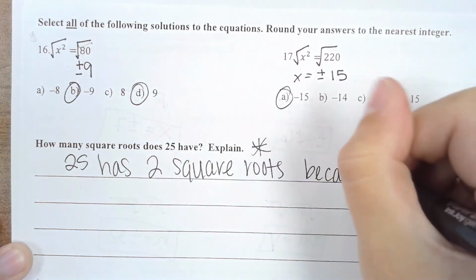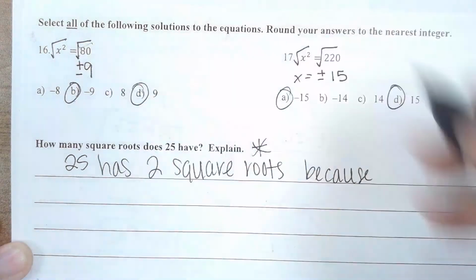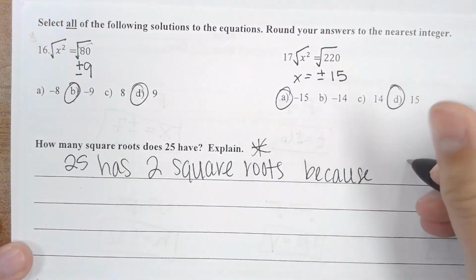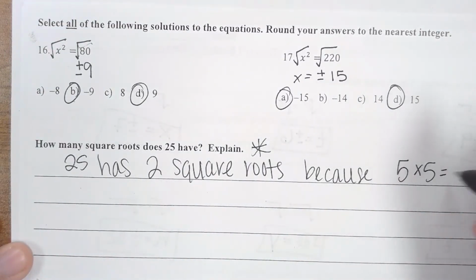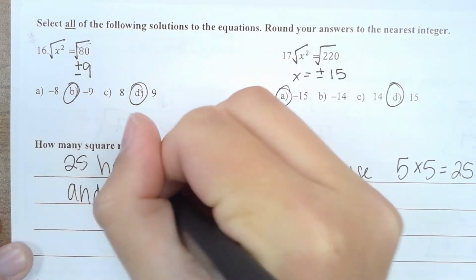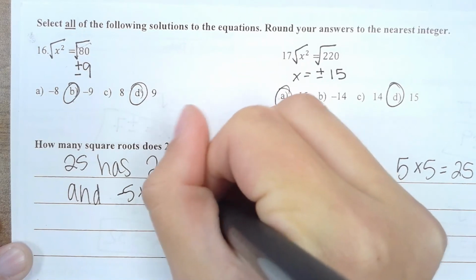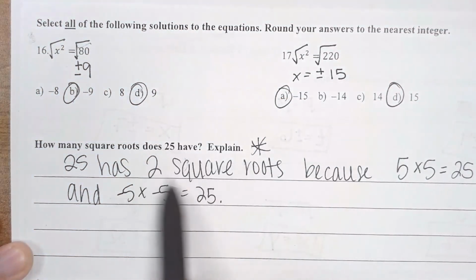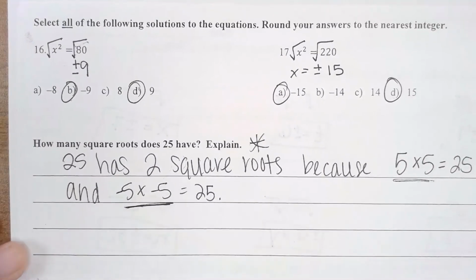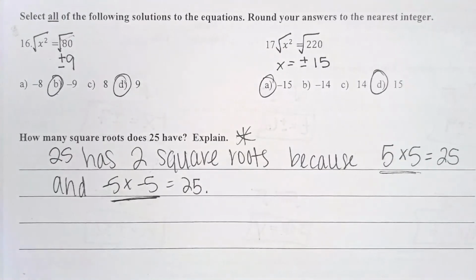because, and then you're just explaining your solutions. So the square root of 25 is 5, so 5 times 5 equals 25, and negative 5 times negative 5 equals 25. So you're pretty much just explaining that 25 has 2 square roots, they're the positives and they're the negatives. Okay, so that's really what I'm looking for in your answer here.